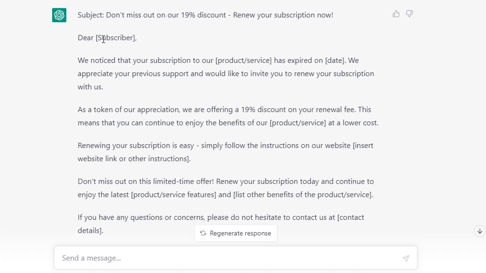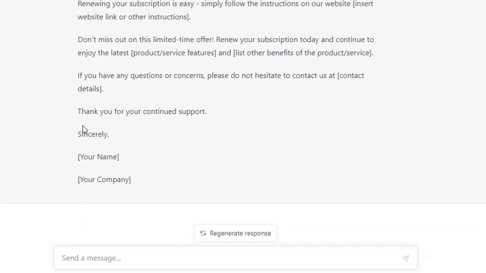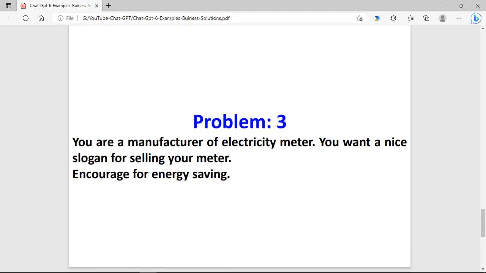Now then dear subscriber, and this is the content. Also, as a token of our appreciation, we are offering a 19% discount. So this is also included in the content of the email. And then finally we have the sincerely, your name and your company. So this way you can generate the format of the email for any kind of business solution. Now we check the next problem.